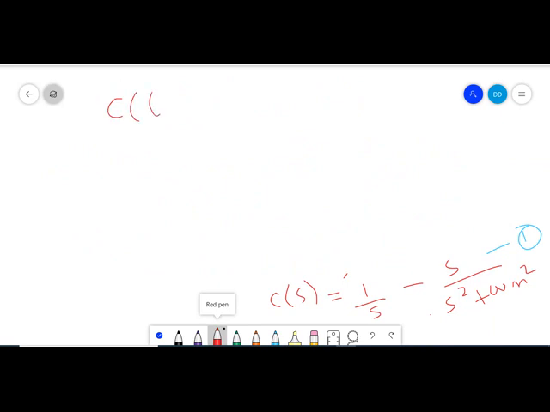So C of t is, by obtaining the inverse Laplace, we get 1 minus cos omega n t. This is the response of a second order system which is undamped, delta equal to 0. So there is no damping in this, so this response will not die out with time. This type of response, you call it an undamped response.